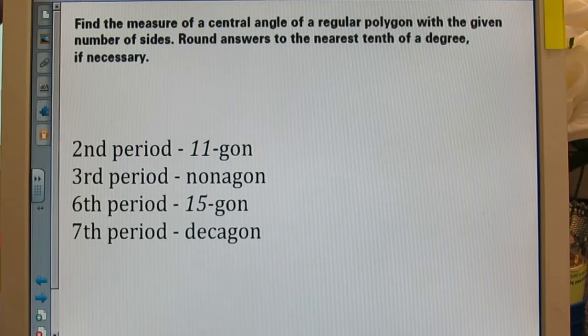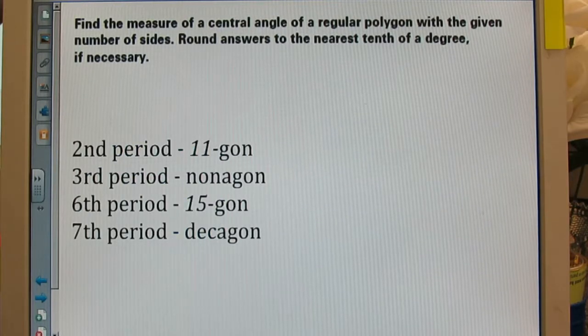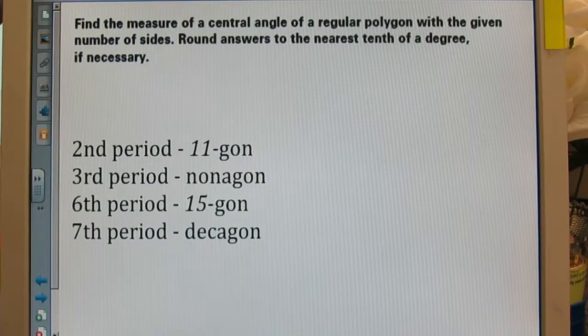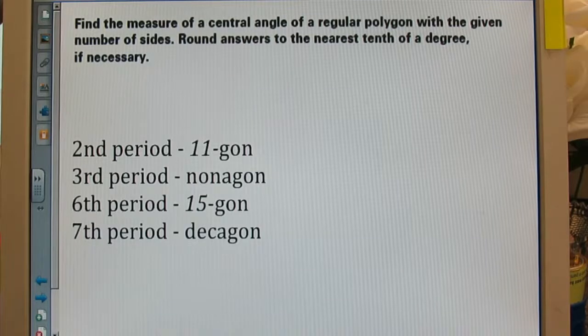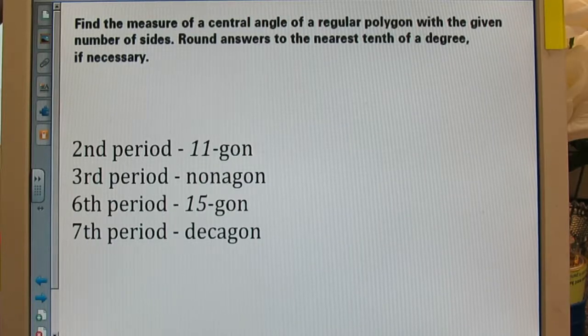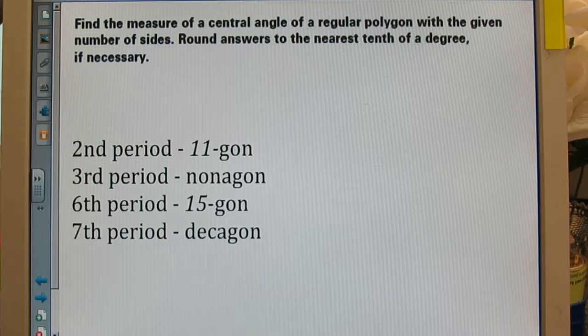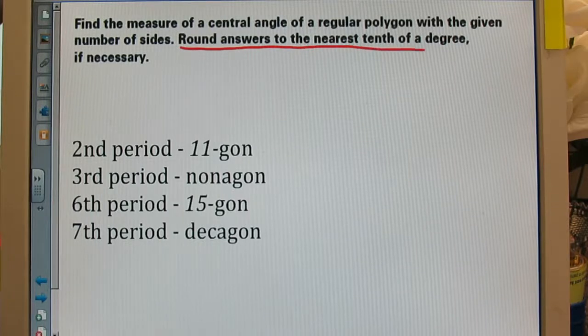So now you're going to find the measure of a central angle for yourself. And you're going to do the shape that's designated for your class period. So if you are in second period, you need to find the central angle of an 11-gon. If you're in third period, you need to find the central angle of a nonagon. If you're in sixth period, you need to find the central angle of a 15-gon. And if you're in seventh period, you need to find the central angle of a decagon. And remember again that you are rounding your answers to the nearest tenth of a degree if necessary.